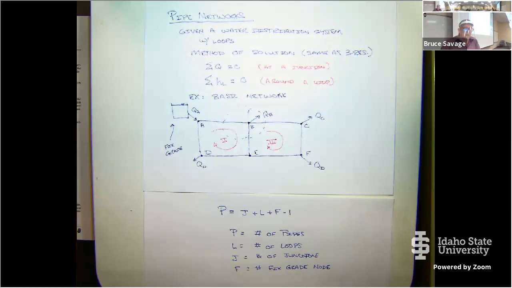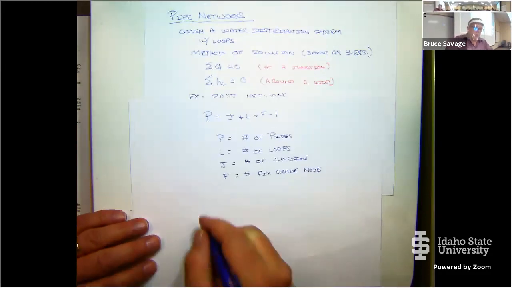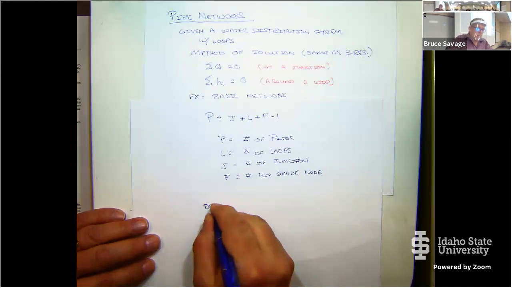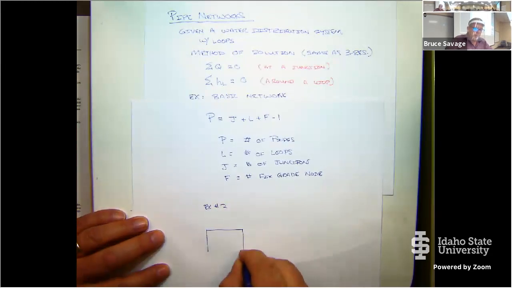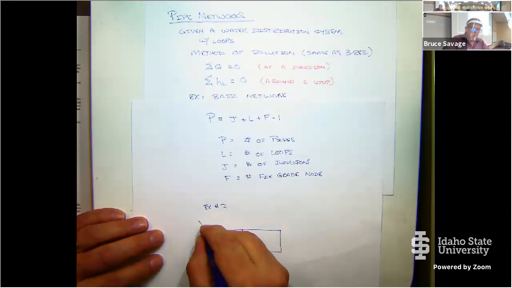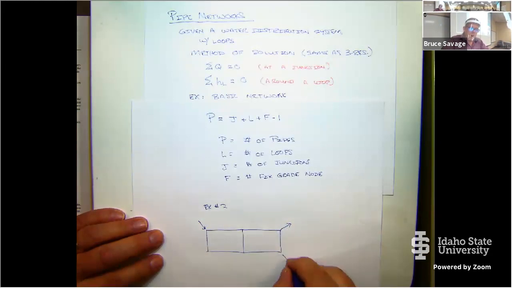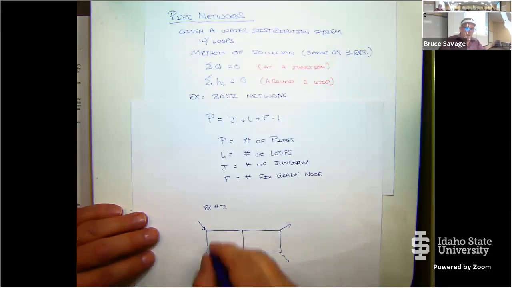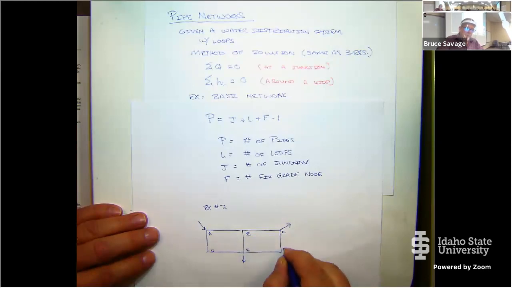So this kind of gives us an idea of what we need to solve our system. Now, if I would have gone back to this system, and I probably should have done this before I added that fixed grade node coming in, but let's just do this really fast. Example number 2: a really quick sketch of the same system. Flow coming in, and a few flows going out at various locations, it does not matter. A, B, C, D, E, and F.